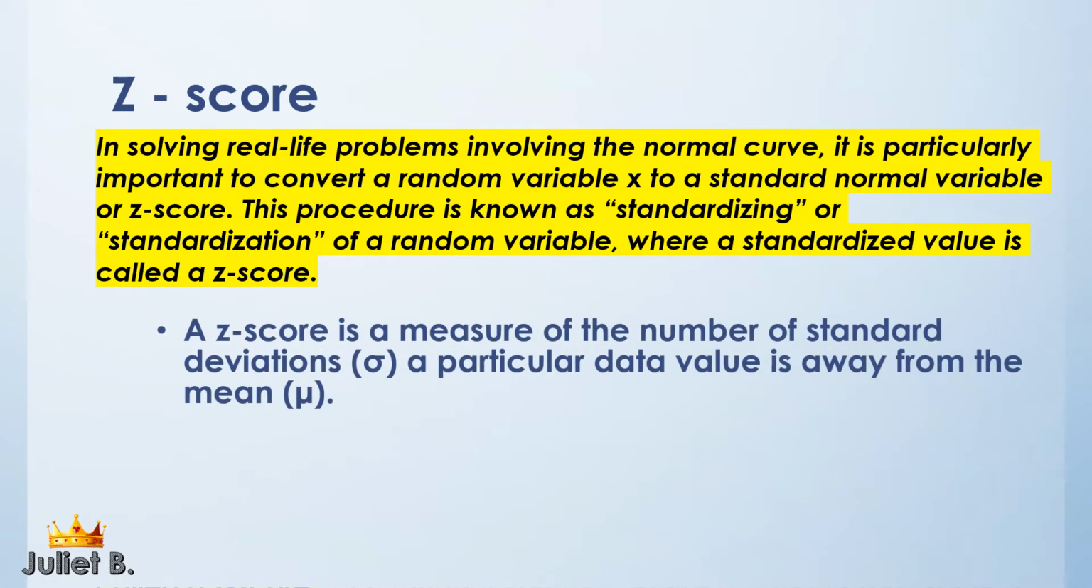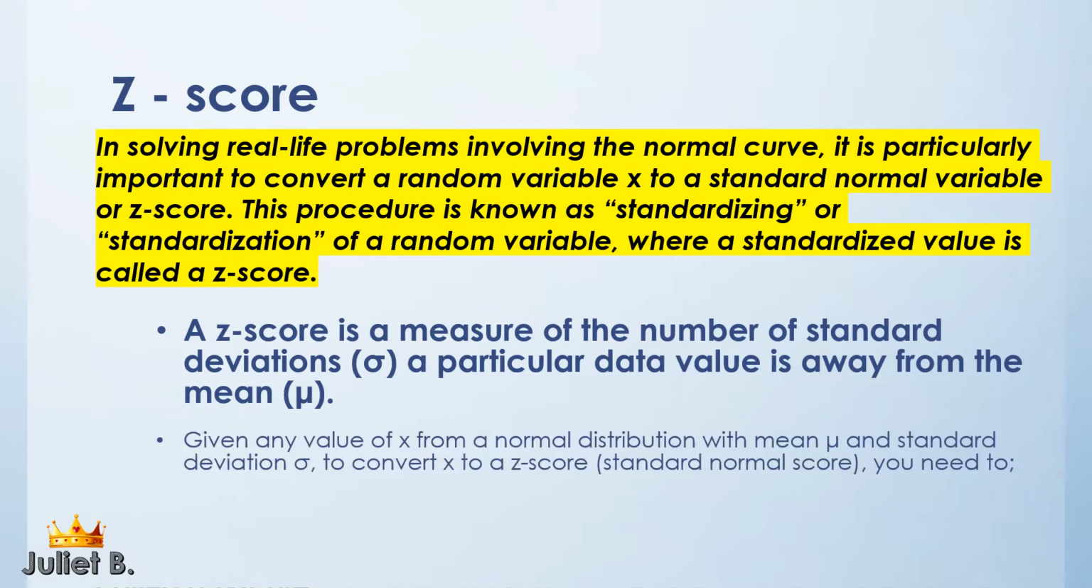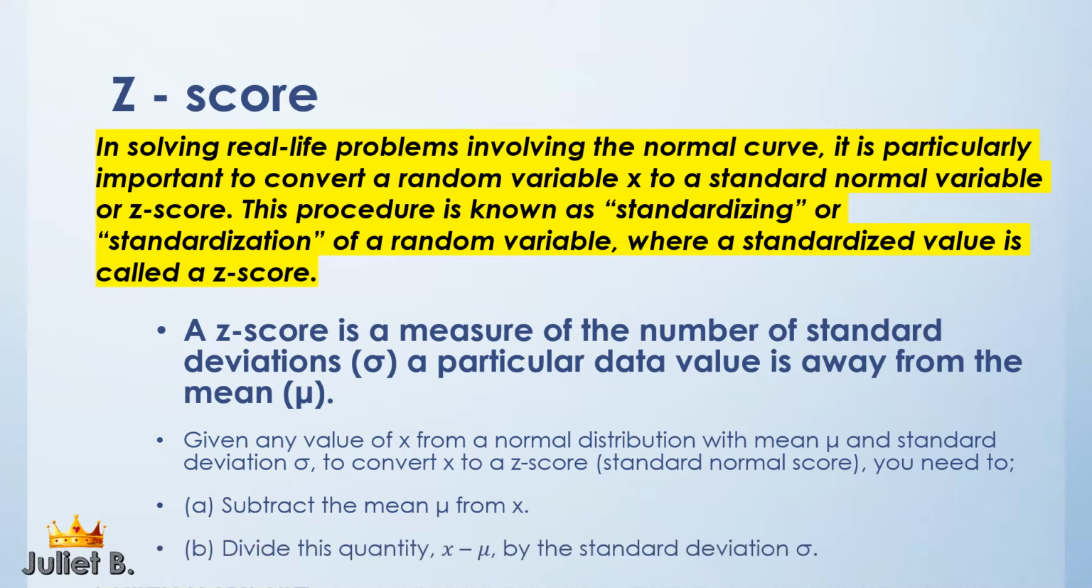A z-score is a measure of the number of standard deviations a particular data value is away from the mean. Given any value of x from a normal distribution with mean and standard deviation, to convert x to a z-score, you need to, first, subtract the mean from x, and second, divide this quantity by the standard deviation.